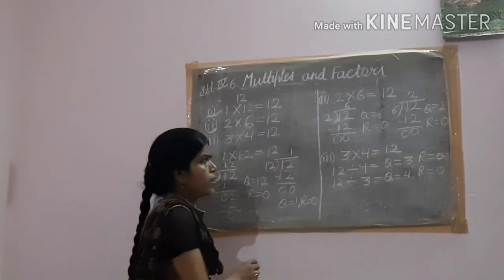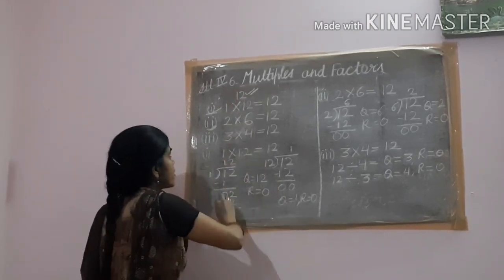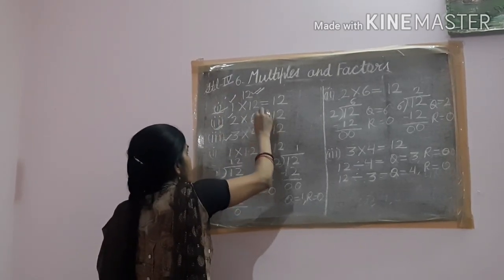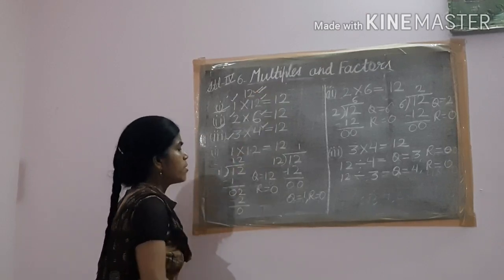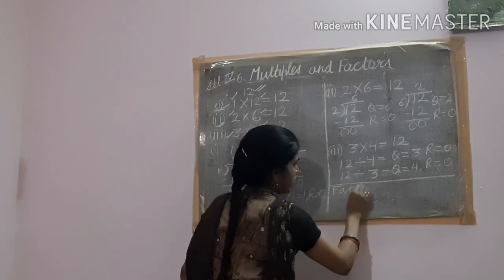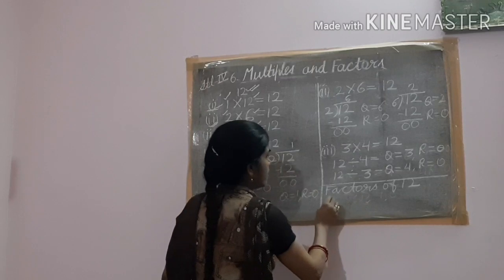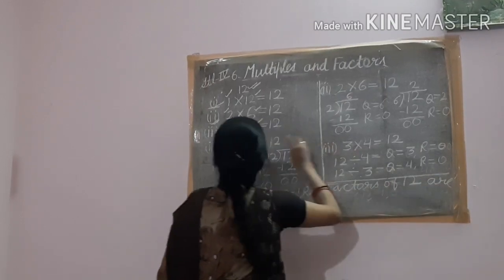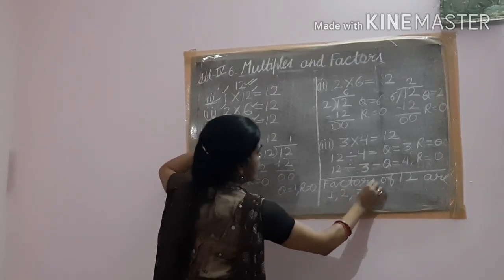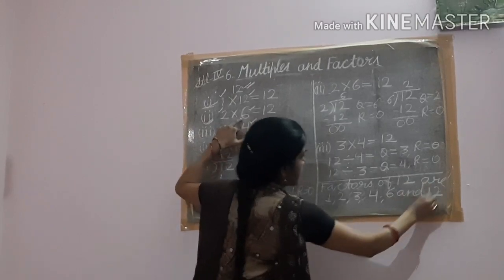So we observe that this number 12 is divisible by 1, 2, 3, 4, 6 and 12. So the factors of 12 are 1, 2, 3, 4, 6 and 12.